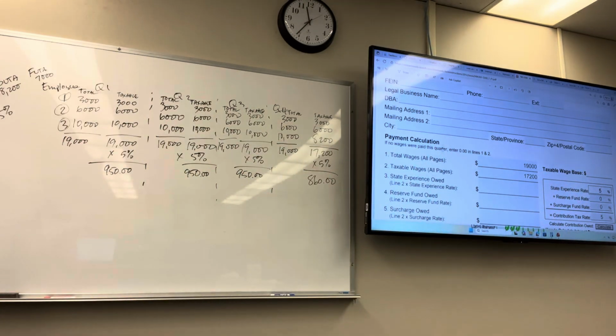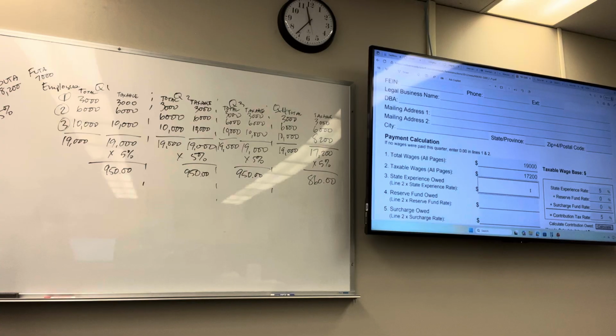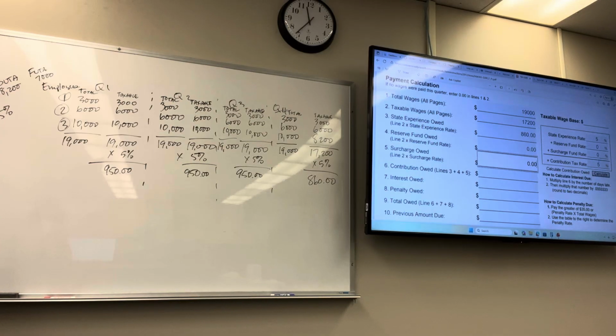But the state experience owed, it's telling you take line 2, multiply it by whatever the percentage is over here that's already been determined by the state. So 800, did I get that right? 860? Why does that not seem right? 17,200, 3,917. Okay, I guess it is. So 860. Nothing here. Nothing here. If there was an amount over here, then that would also be added in as a percentage and amount that's owed. Contribution owed, we're adding all those together, so we owe $860.